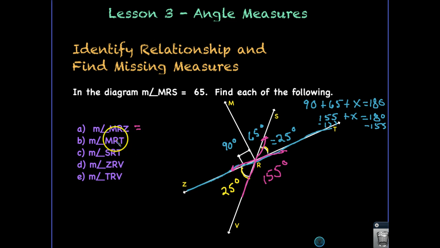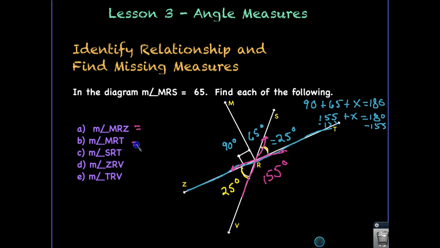And that's what you want to do, because sometimes you might not be able to find the measure of angle MRZ before you find the measure, say, of angle ZRV. And that holds true in this diagram. I had to first find the measure of angle SRT before I could find the measure of angle ZRV, or even VRT. So sometimes you just need to take the diagram, fill in what you know, and then go back and look at the questions.